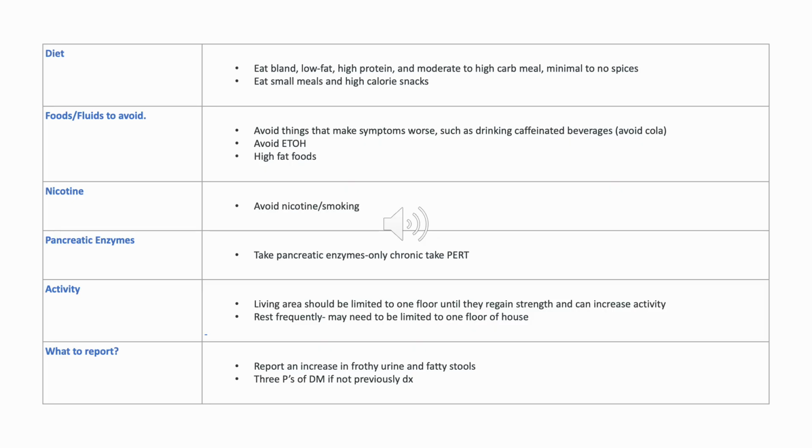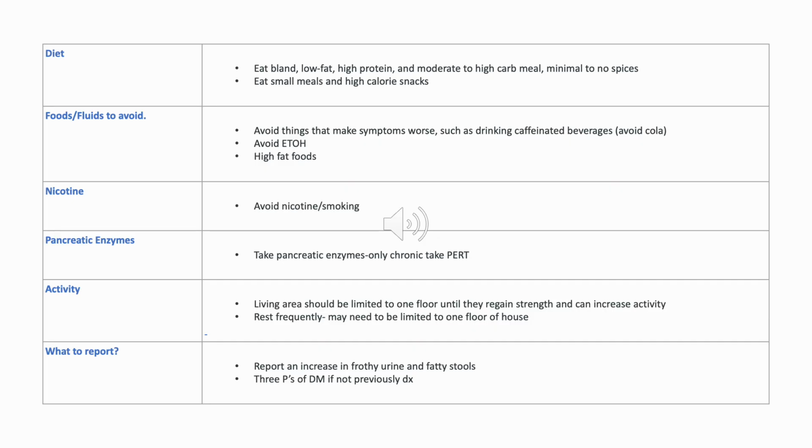To recap, the diet is going to be a bland, low-fat, high-protein, moderate to high-carb meal, with minimal to no spices. Eat small meals frequently and eat high-calorie snacks. They may need protein drink supplementation. Avoid anything that makes the pain worse, such as caffeinated beverages, alcohol, high-fat foods. No nicotine or smoking, because that's going to increase the pain.